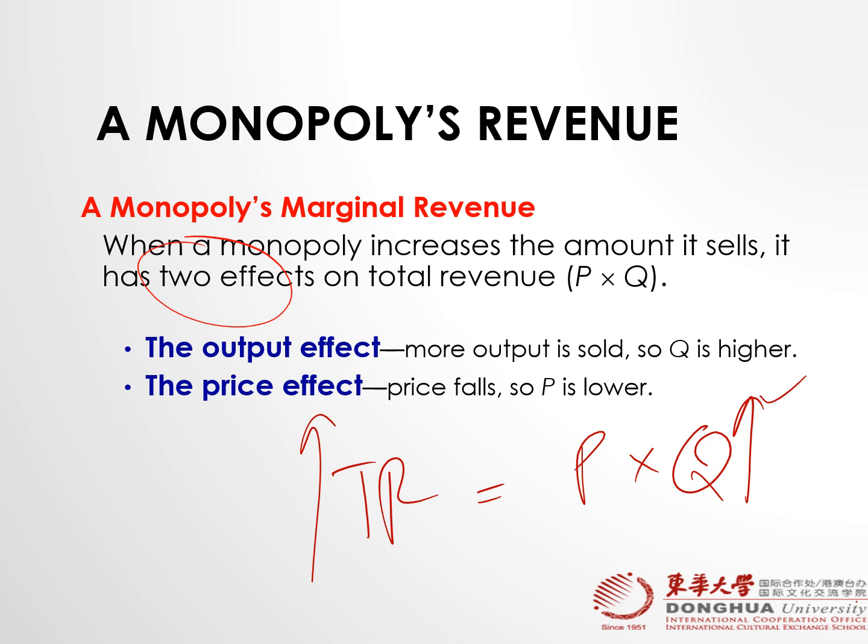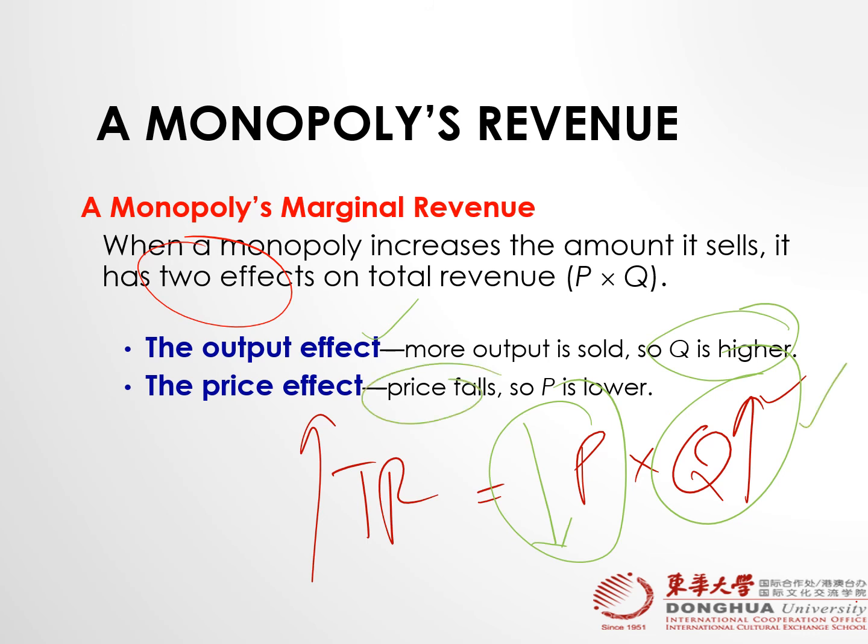what is the next logical point? You have to decrease the price, right? Understand? So one is called the quantity effect and one is called the price effect. What is the output effect? More output is sold, quantity is higher, right? But price falls, price is lower.